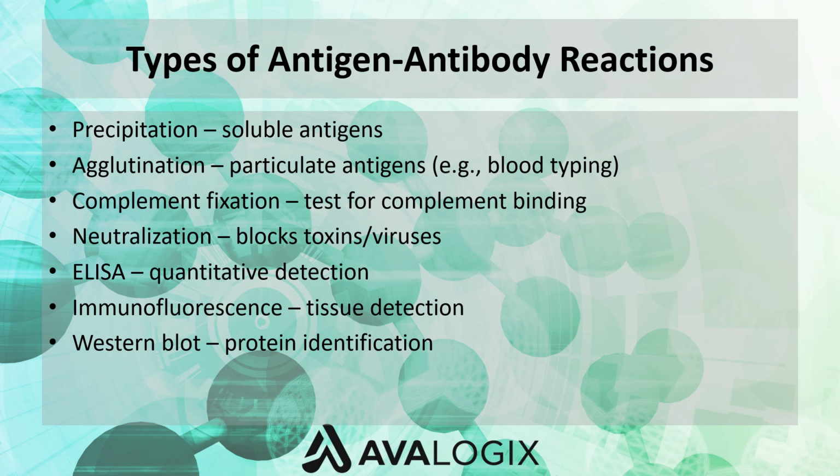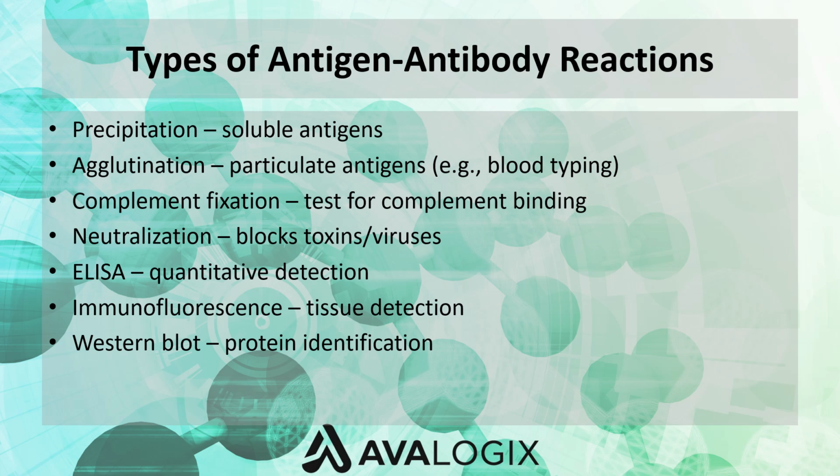Precipitation reactions. These involve soluble antigens and antibodies forming insoluble complexes. Think of double immunodiffusion. Agglutination reactions. These occur when particulate, insoluble antigens, such as cells or beads, are clumped together by antibodies. Blood typing uses this principle. Complement fixation test, or CFT, an older method, but still important historically. It tests if an antigen-antibody complex can fix complement.